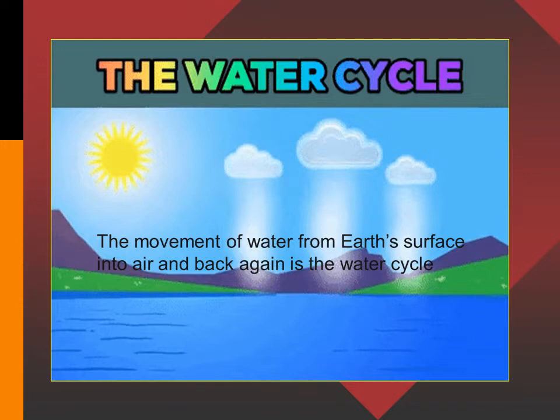The water cycle is a way that water moves all around the earth. It never stops and doesn't really have a beginning or an end. It is like a big cycle. So, water cycle means the movement of water from the earth's surface into the air and back again.